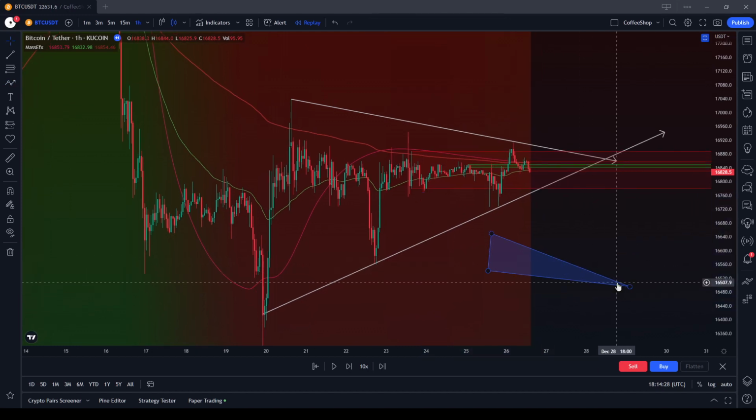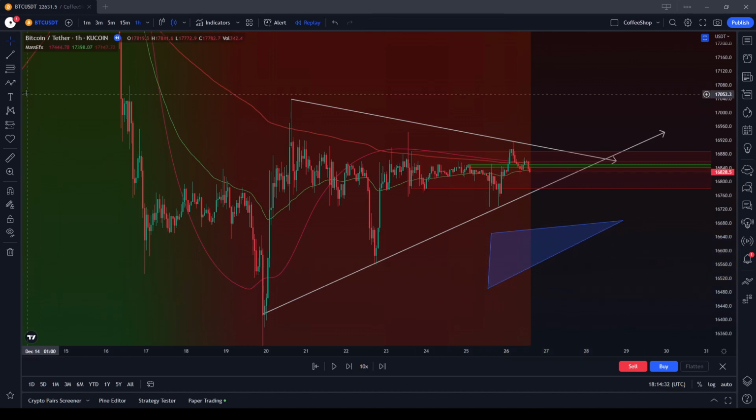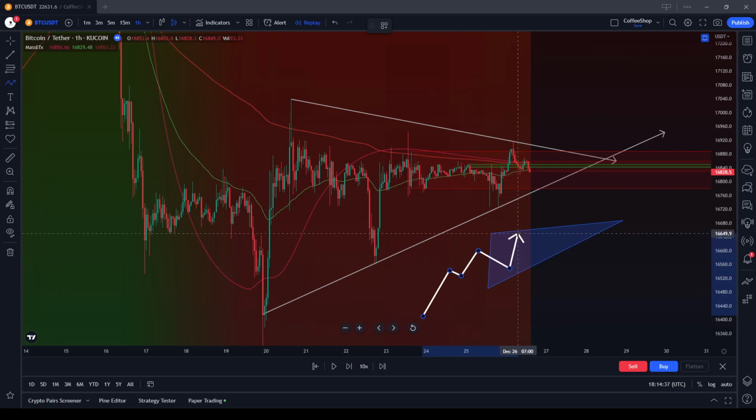But on the other hand, if you have one that slopes up, instead, that means price was coming up, came into this area and kept stopping until it gets to this point, and then it moves up.